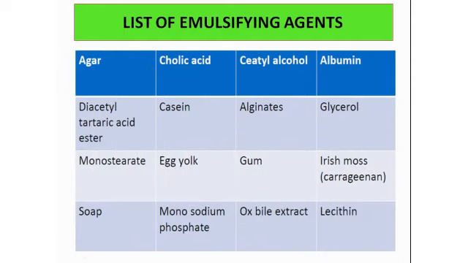The list of emulsifying agents: you can use agar, gallic acid, cetyl alcohol, albumin, diacetyl tartaric acid ester, also known as DATEM. Then casein, alginate, glyceryl monostearate, egg yolk, gum, Irish moss, soap, monosodium phosphate, ox bile extract, lecithin. You have an abundant list of emulsifying agents used in pharmaceutical unit operations. Let's discuss some of them.